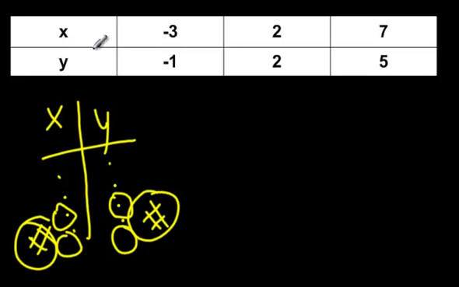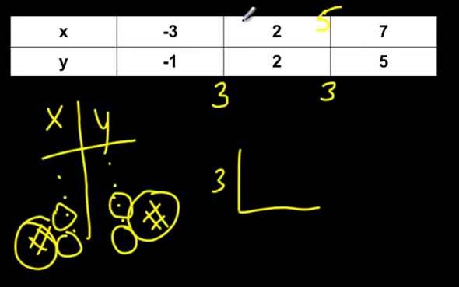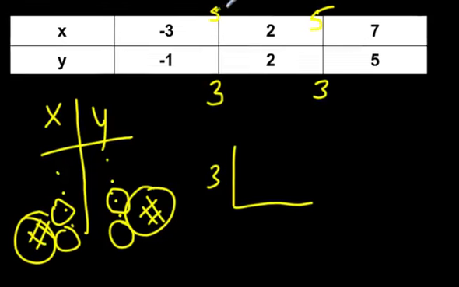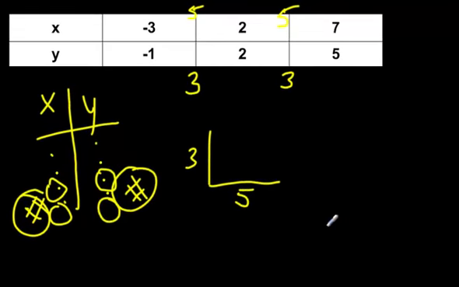Let's start with the y values, just like we did in the last video. What's 5 minus 2? 3. What's 2 minus negative 1? Well, you can do it on your calculator or just think about it a little bit. You get 3. So our rise is 3, remember the y values are talking about the rise. What's the run going to be? Well, 7 minus 2 is 5. 2 minus negative 3 is 5. So the run is 5.